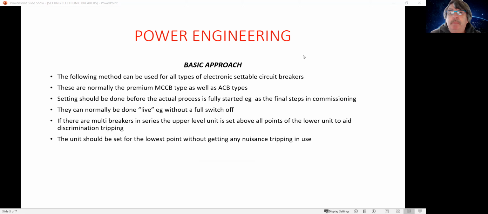So the basic approach that we'll use here is something that can be used for all types of electronic circuit breaker arrangements. Normally, currently, these are moulded case circuit breakers, where there's quite a lot of activity introducing this type of setting, as well as air circuit breaker types, which have been using them for quite some time.